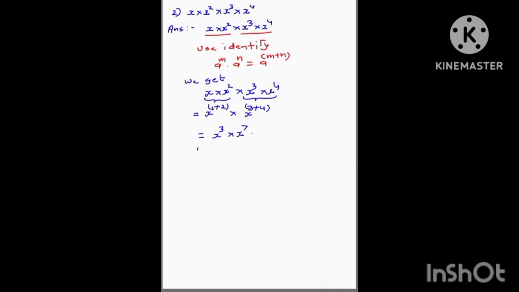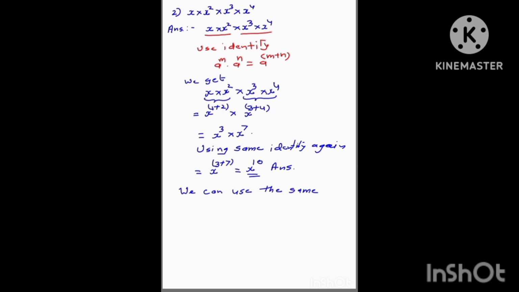Again apply the identity. Okay, using the same identity again, you see it has become very simple now. All such problems are simple if you have enough practice. x raised to 3 plus 7, that is x raised to 10, that is your answer. Actually, you can find the answer by applying this identity in a single step. See, the same identity can be used. You need not repeat it again.